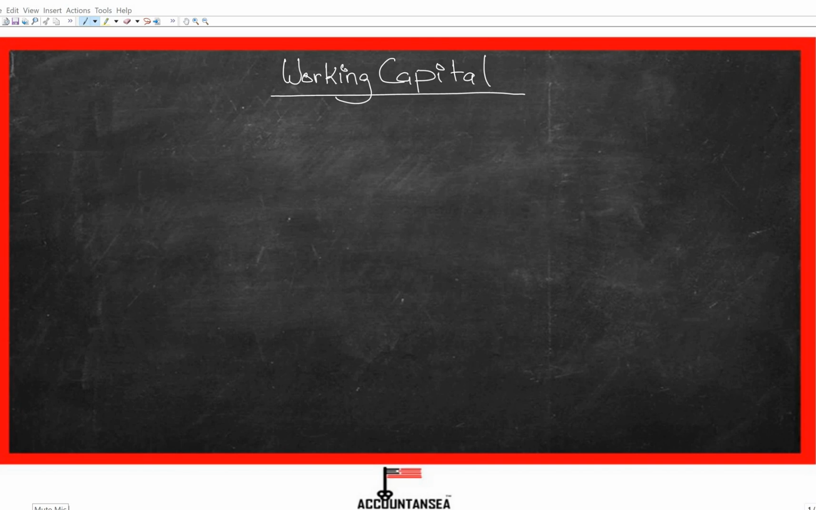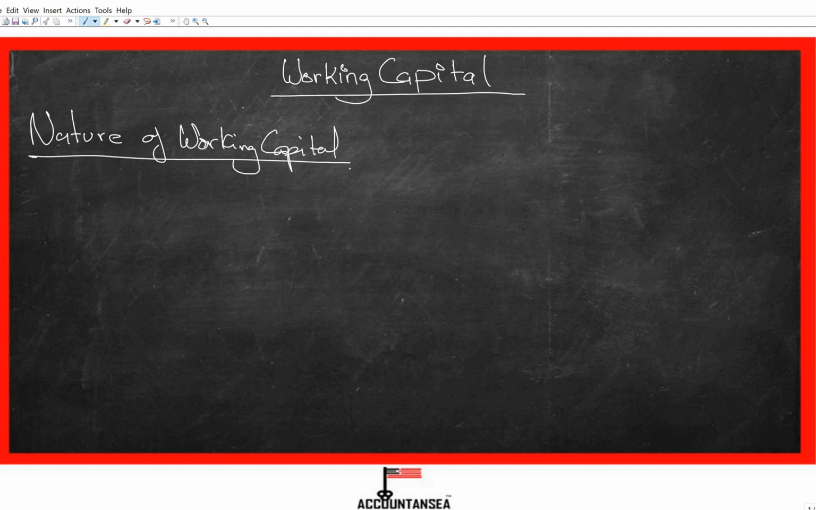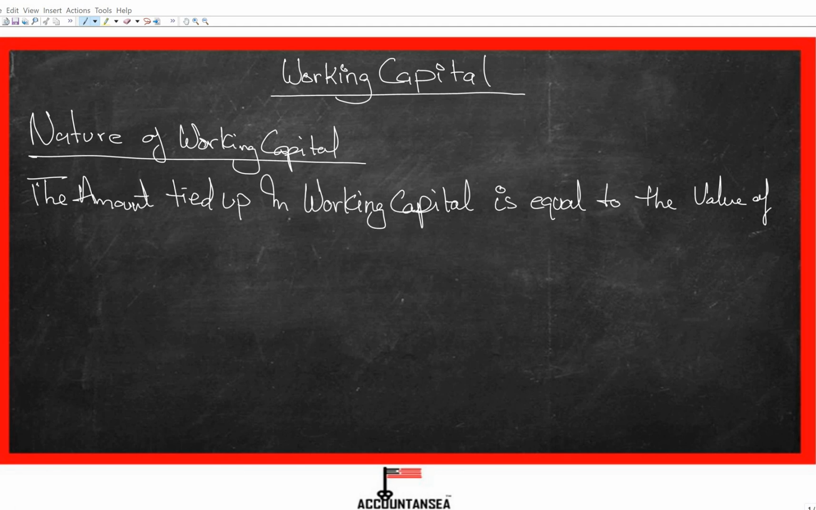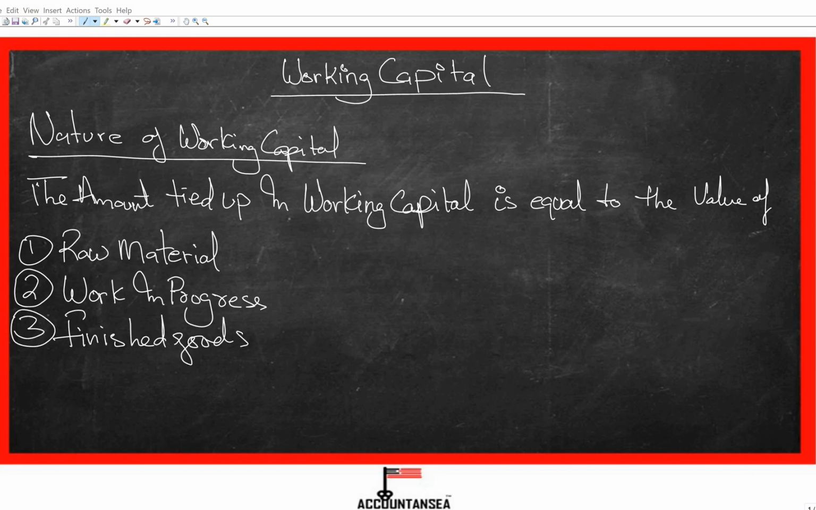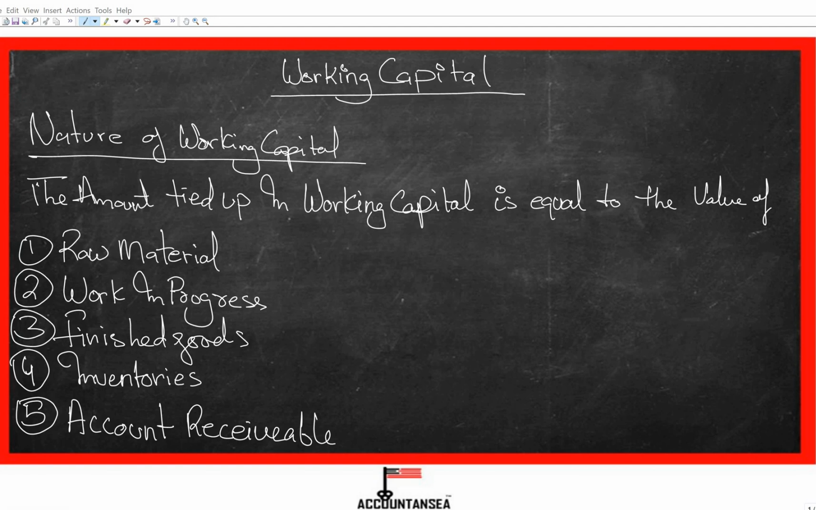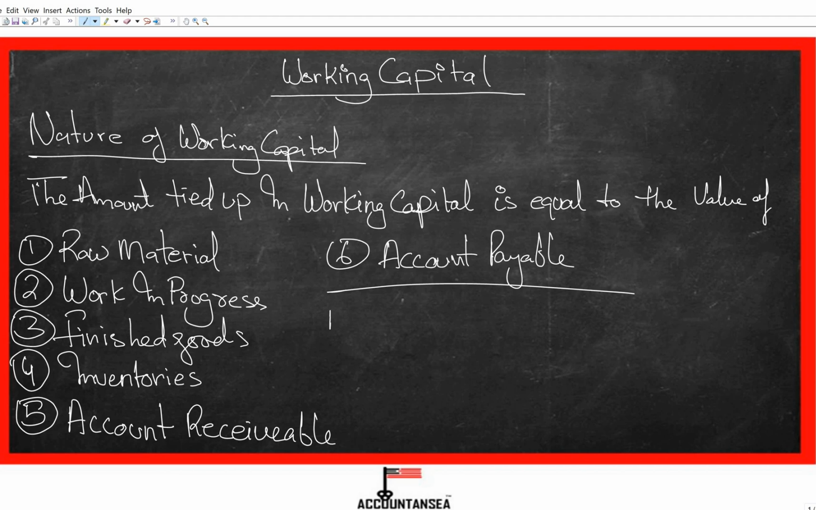All right, let's start with the first area of financial management, working capital. First of all, we need to know about the nature of working capital. What is the nature of working capital? The amount tied up in working capital is equal to the value of raw material, work in progress, finished goods, inventories, account receivable, and account payable. And the size of this net figure has a direct effect on the liquidity of an organization.